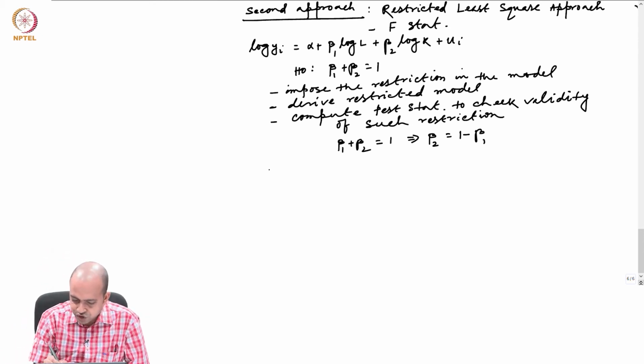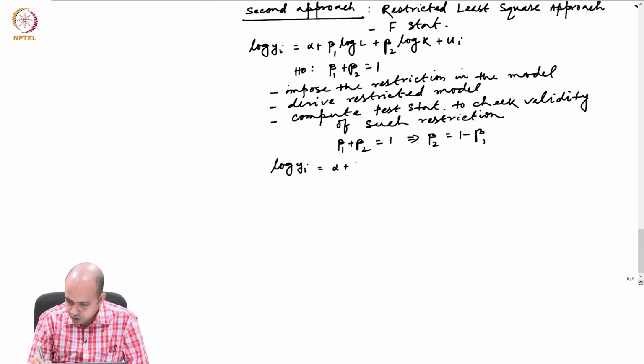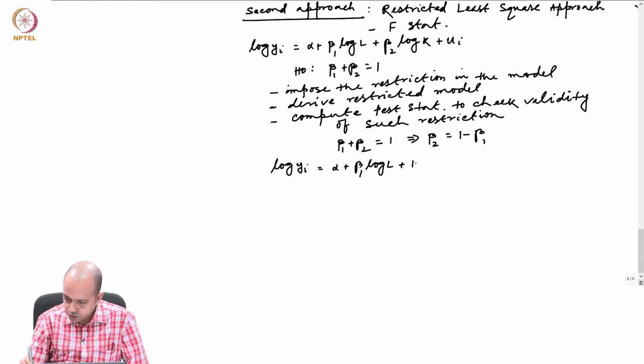If we impose the restriction, then we can say that log of y i equals to alpha plus beta 1 log L plus 1 minus beta 1 log K plus u i.